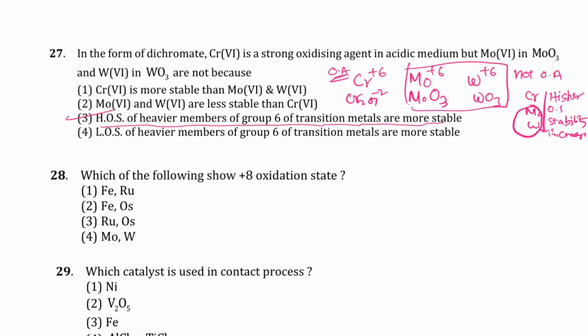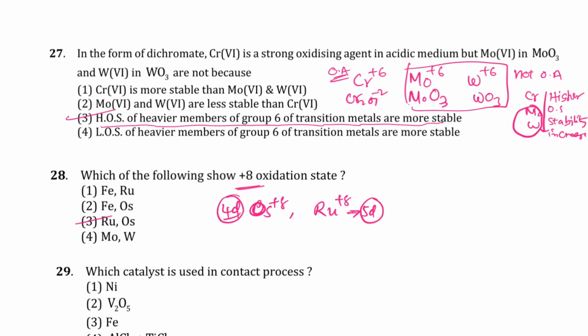28. Which of the following shows the plus 8 oxidation state? In the whole periodic table, the highest oxidation state is plus 8, shown by osmium plus 8 and ruthenium plus 8. Ruthenium is a 4D series element and osmium is a 5D series element. The answer is ruthenium and osmium.